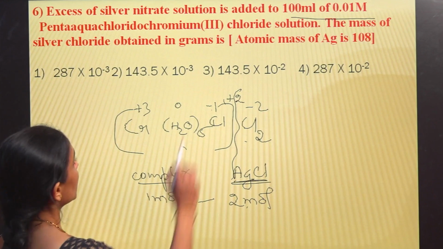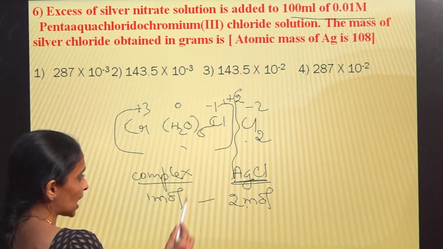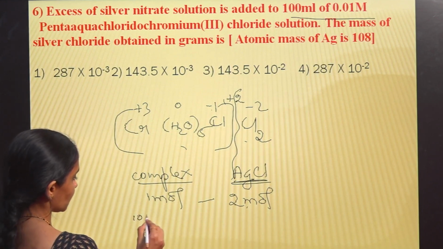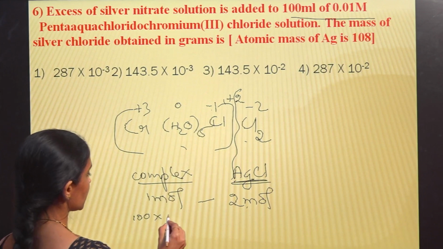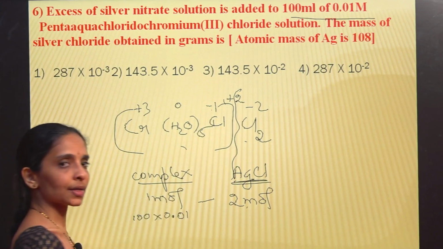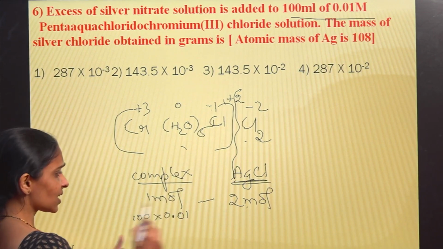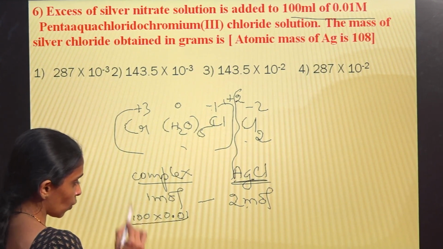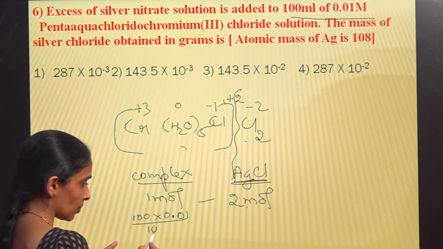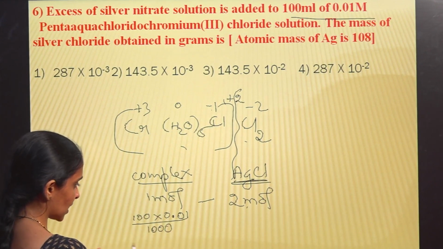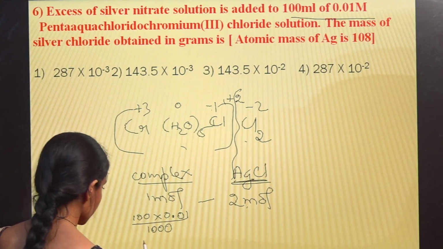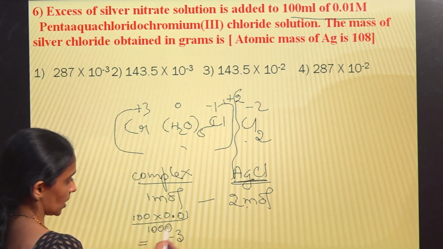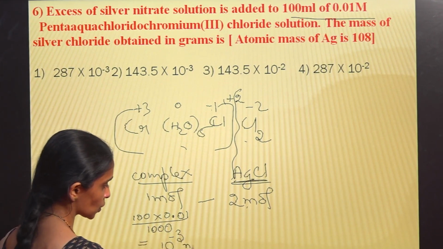Now, in the question, they have not given you 1 mole of the complex, but they have given 100 ml of 0.01 molar solution of the complex. In this, how many moles of the complex will be there? You have to divide by 1000. Okay, that comes out to be how much? It comes out to be 10 to the power of minus 3. Is it not? 10 power minus 3 moles.